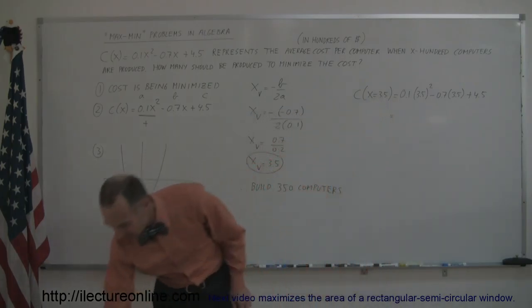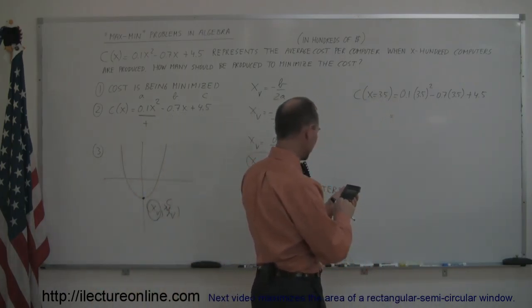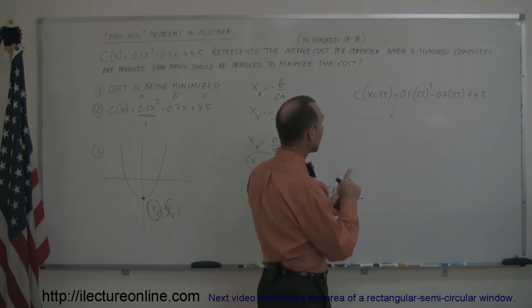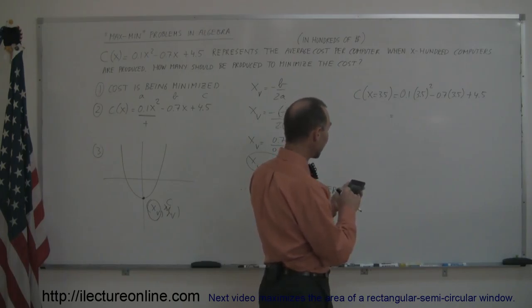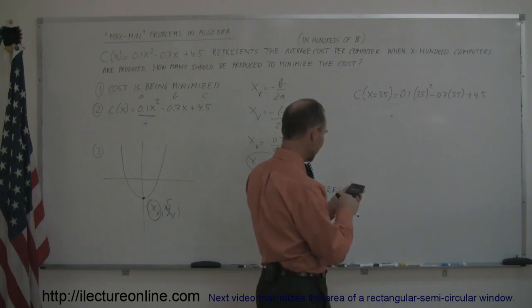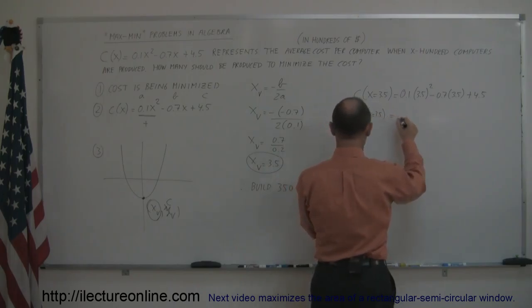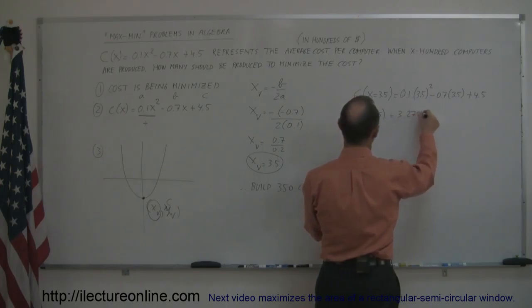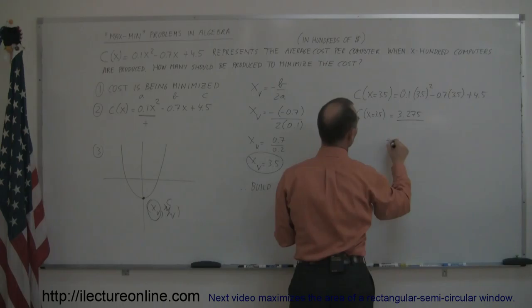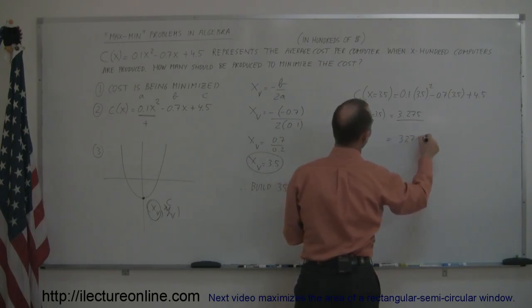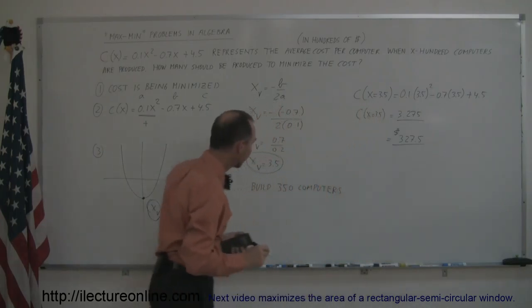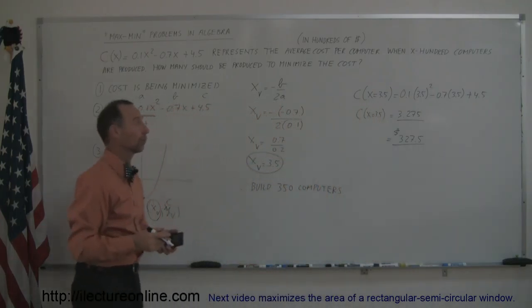I'm going to grab a calculator to do that. We have 3.5 squared. We multiply that times 0.1. We subtract from that 0.7 times 3.5, and then we add 4.5. So the cost when x is equal to 3.5 is equal to 3.275, which is in hundreds of dollars, so therefore the minimum cost is $327.50 when our production run makes 350 computers, and I guess this is a per day production or something like that.